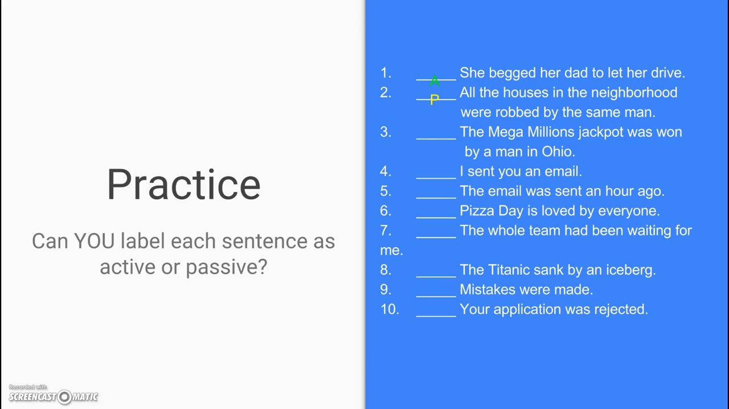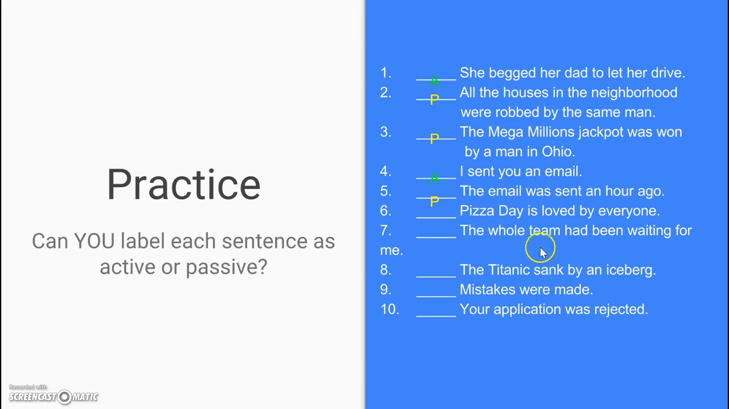Number 3, "The Mega Millions jackpot was won by a man in Ohio." A man in Ohio is doing the winning. This is passive. Number 4, "I sent you an email." Subject, verb, object, active. Number 5, "The email was sent an hour ago." Number 5 is a trick question. It doesn't have a subject. It doesn't say who is doing the sending. It's passive.